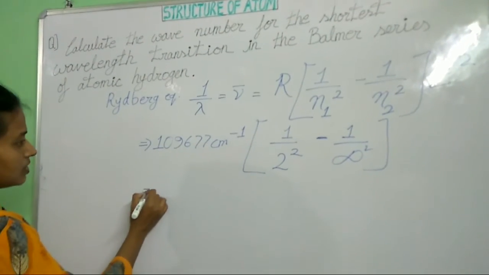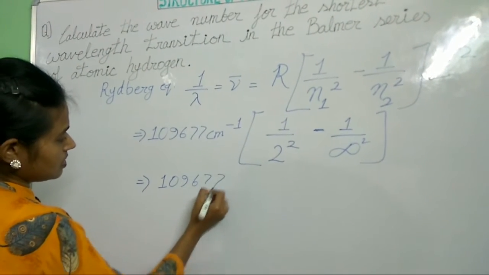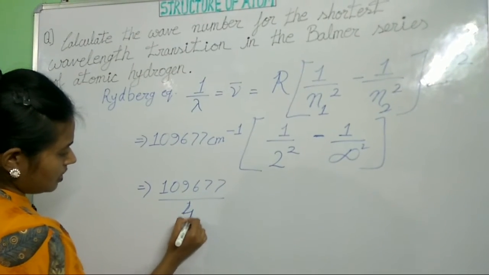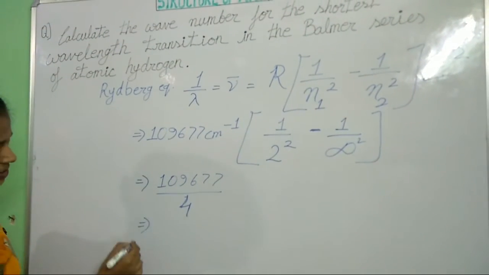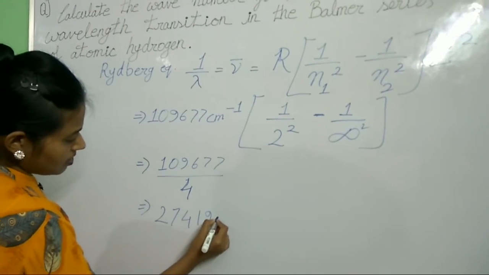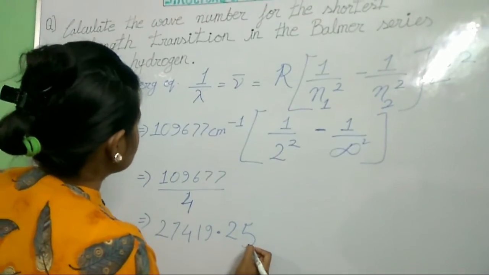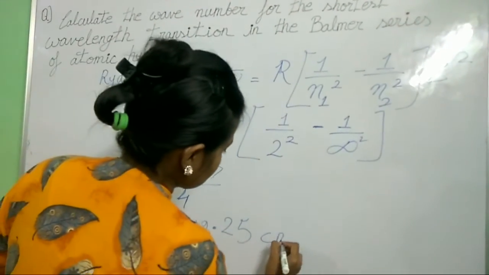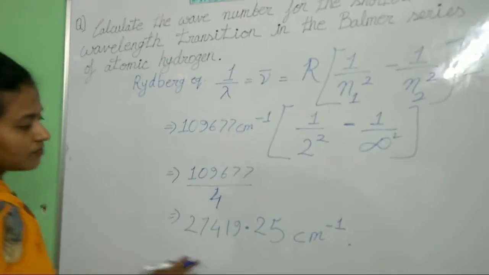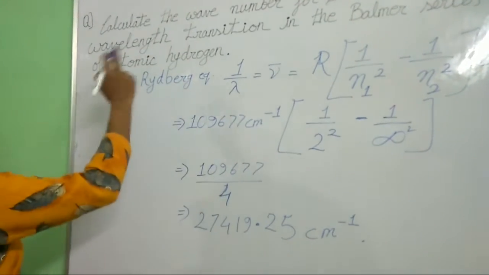So when we calculate this, how much we will get? 109,677 divided by 4, right, and when we calculate it, how much we will get? 27,419.25, right. And this is centimeter minus 1. So this is the wave number of this problem. Got it? Now let's move on to the next question.